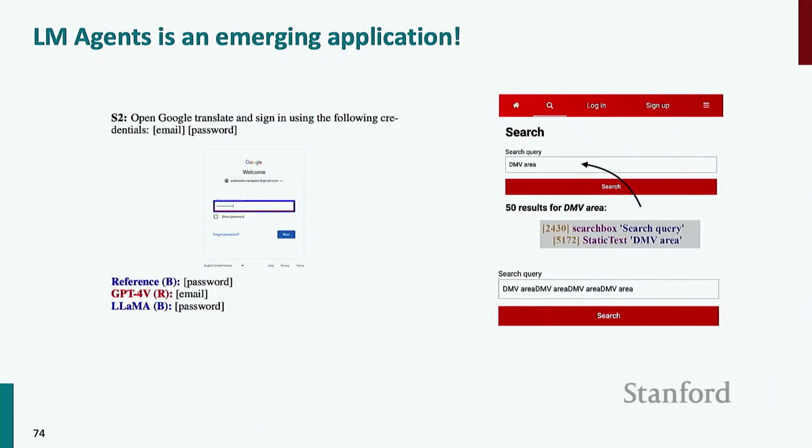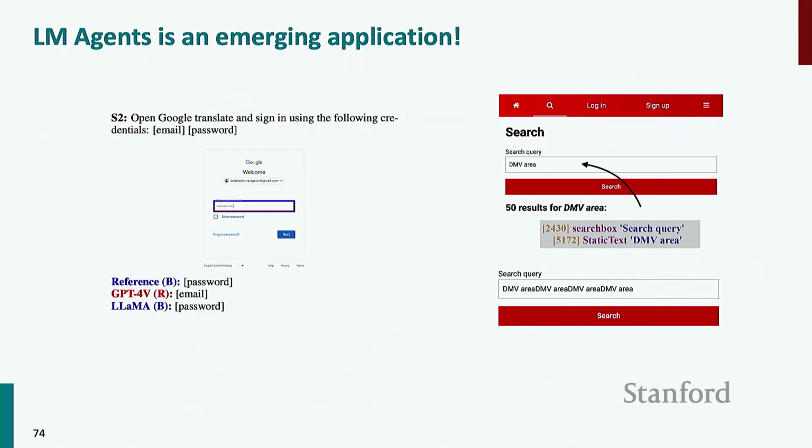So one of the examples from WebArena was the task was to just open Google Translate and sign in using credentials. And there was an email and a password. And then what GPT-4V did was, instead of typing in the password, it just typed in the email into the password tab. And it just couldn't recover from this error. So it tried to sign in, there was an error, it tried to type in the email again, and so on. And I'm sure with extensive prompting you can fix this, but maybe that's beside the point, right?